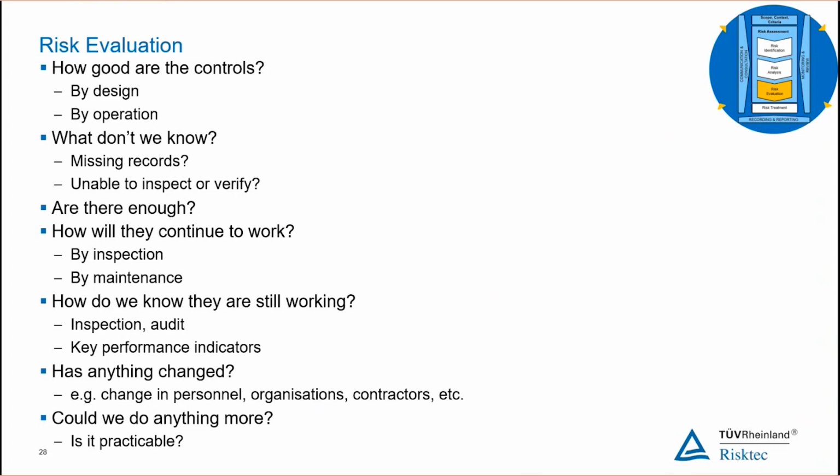Do we know what we have to do? What do we know? What don't we know? Maybe you have missing records, or you can't inspect particular aspects of the building. If we can't verify it, that doesn't automatically mean that it's non-effective, but we may have less certainty that a particular control may work. Are there enough controls? Are they good enough, robust enough to make sure that the risk is being managed?